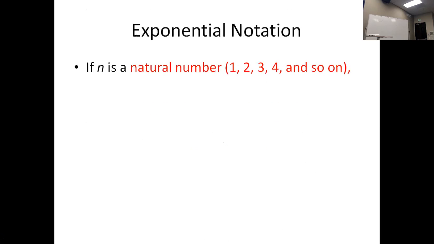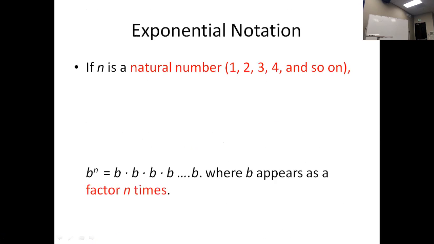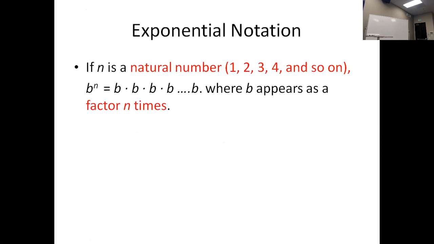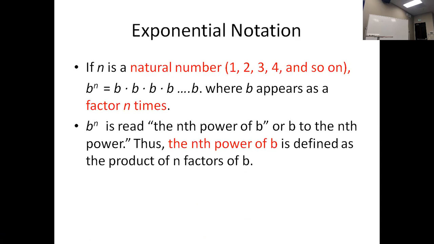Okay. Now, we come to exponent and exponential notation. If n is a natural number, and again, natural number 1, 2, 3, 4, and so on, b to the power of n means b appears as a factor n times. What I mean is 4 to the power of 3 is equal to 4 times 4 times 4.